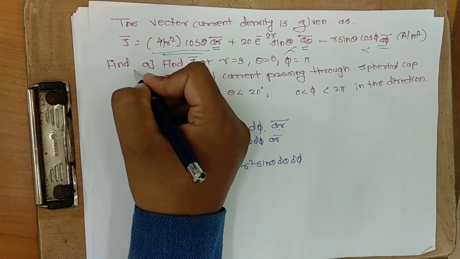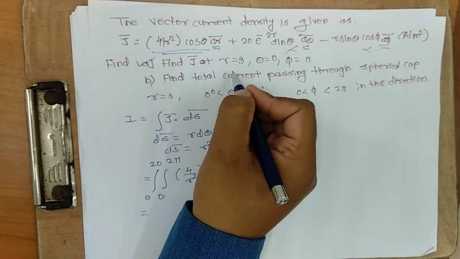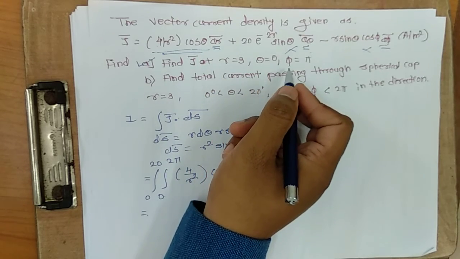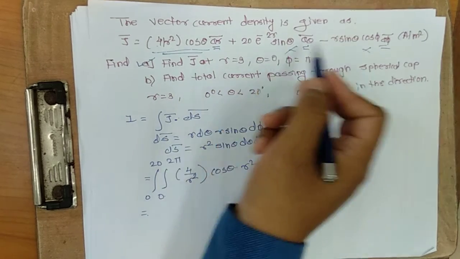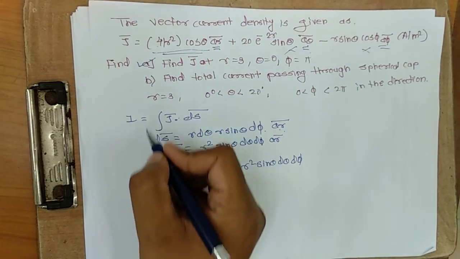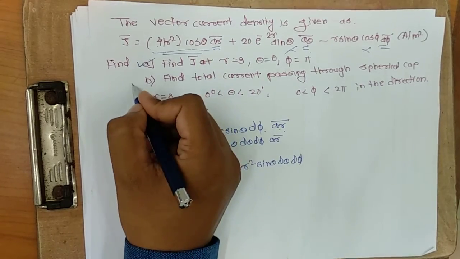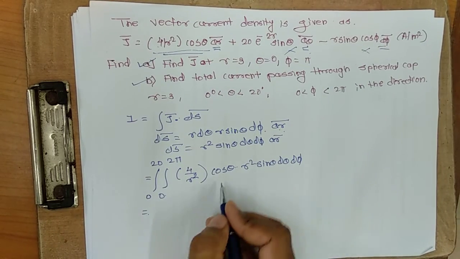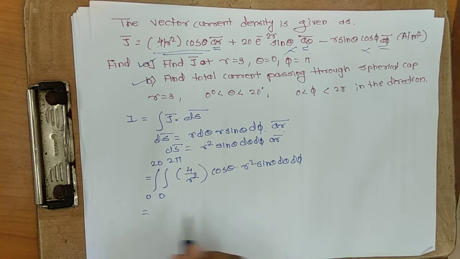For the first question, you have to give the solution: what is the J bar at r equal to 3, theta equal to 0 and phi equal to pi. Just put the values directly and tell me the answer to the first question. And I have given the solution for the second question up to here. You have to solve this integration further and tell me what the answer will be. You should give me the answer today itself.